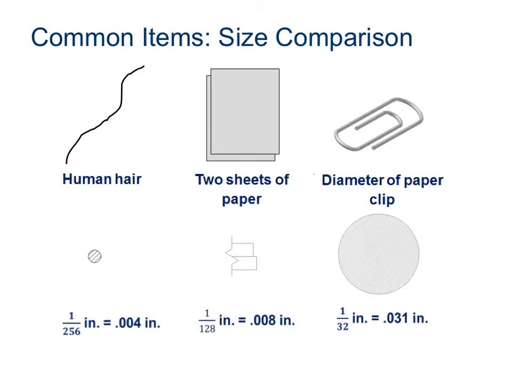Okay, so same as before, common size comparison, just kind of showing you that as the number increases, obviously the diameter or the thickness of something increases, just to kind of show you exactly what the differences are between those. Just a little visual for you.